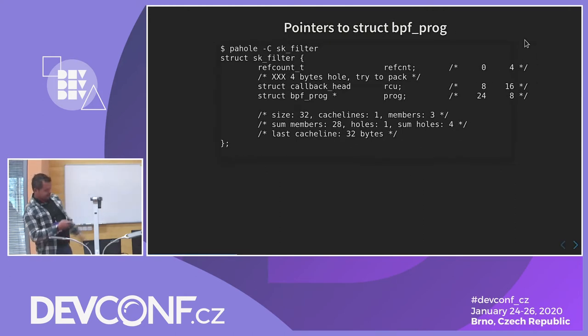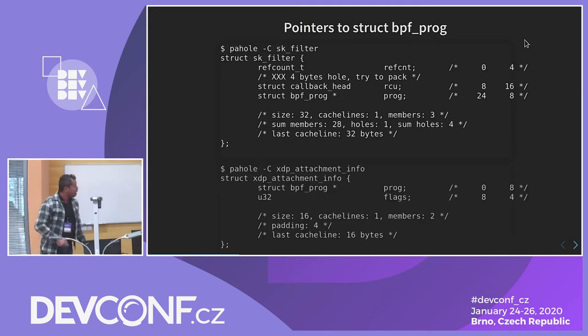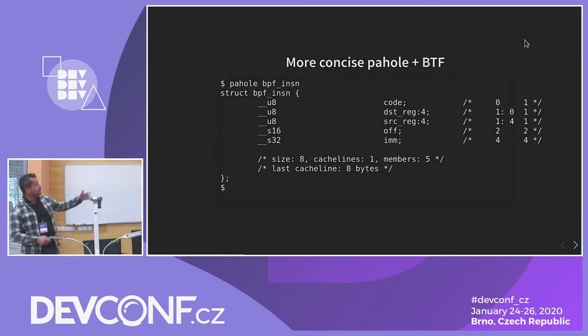If you look at sk_filter, there is a pointer to it, and here there is one alignment hole: refcount is 4 bytes, and then this new one has to be aligned at 8. So if you want to add a new field here and it's less than or equal to 4 bytes, you can put it here. And the other one, xdp_attachment_info. Since it defaults to using the kernel one, you can just use the name of the type and it will show you. This is really, really fast.